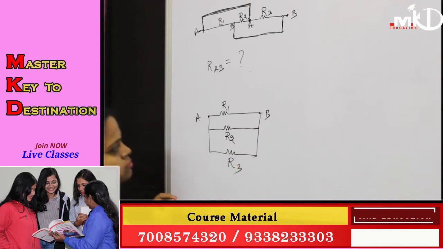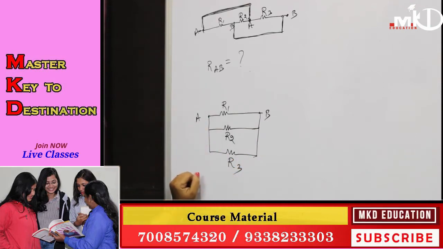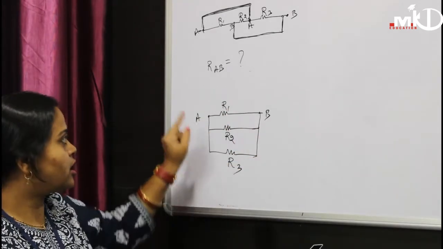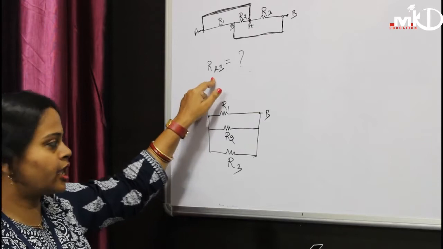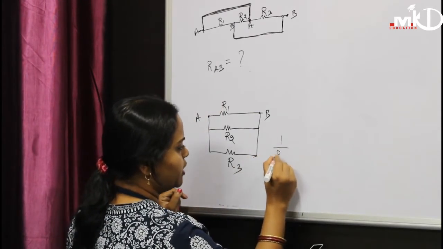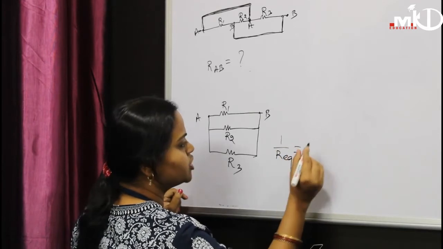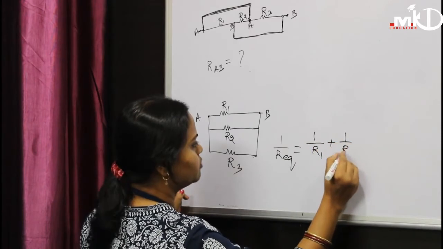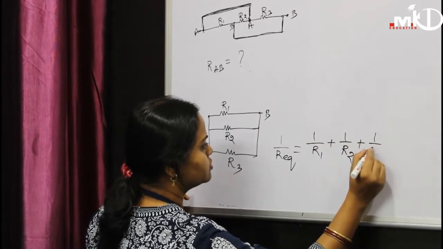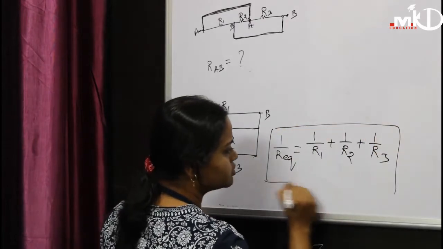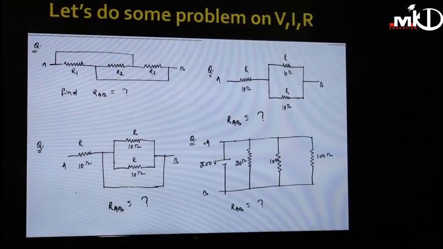So now you can compare. This is a parallel circuit, it is not a series circuit. And I need to find out RAB. So R equivalent in case of a parallel circuit is how much? It should be 1 by R1 plus 1 by R2 plus 1 by R3. This is the answer. Move on to the next question.